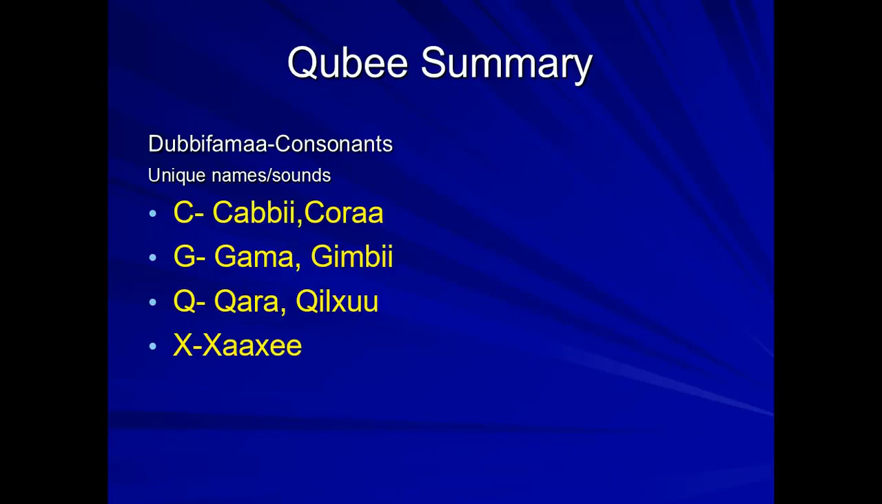The other sound that's different from English is the letter Q. We use Q to write a sound ka. Ka is a sound in Oromo. It is not ka, but it is ka: kara, qiltu, and so on. And we have to differentiate those sounds as well.